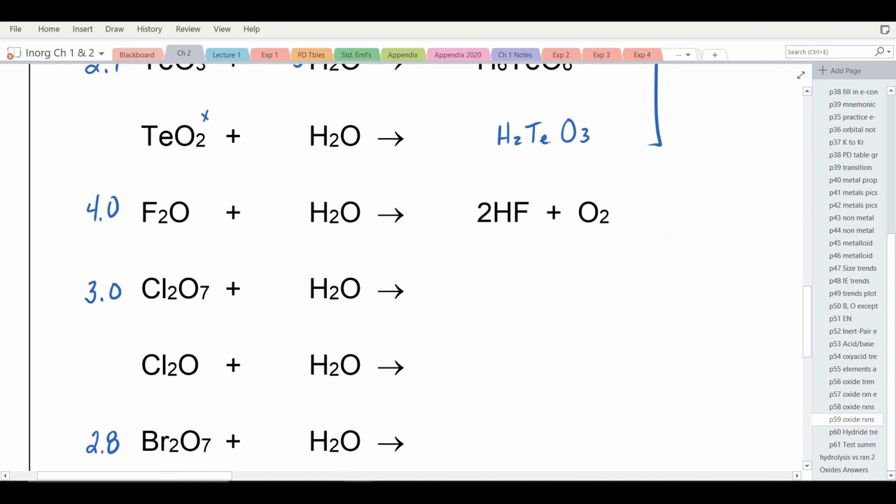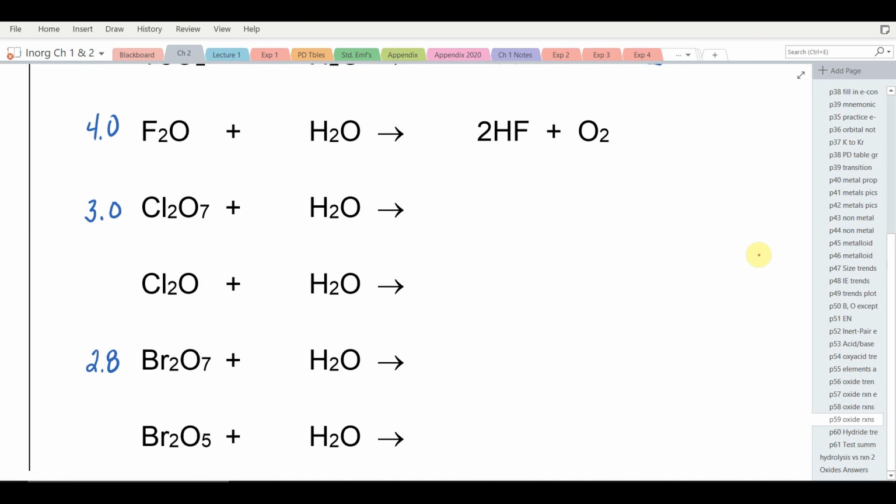That brings us finally to group 7A. Fluorine, the most electronegative element on the periodic table. Its behavior is unique. It does not form an oxyacid in water. In fact, it just oxidizes the water that it's in, producing oxygen gas and hydrofluoric acid. It's nasty, nasty stuff. That brings us to chlorine oxides.